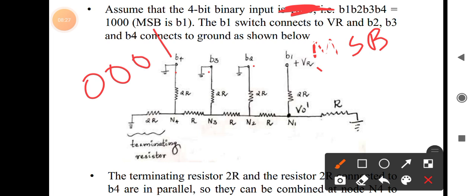So what happens: B4 becomes 0, B3 becomes 0, B2 becomes 0, and B1 becomes 1. Once B4 is 0, it is connected to ground. Once B3 is 0, it is connected to ground. Once B2 is 0, it is connected to ground. And once B1 is 1, it is connected to VR. Fine.